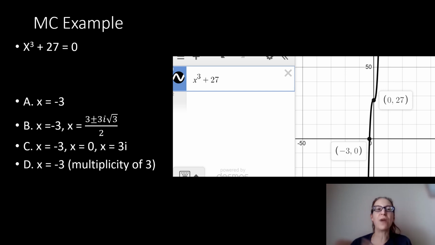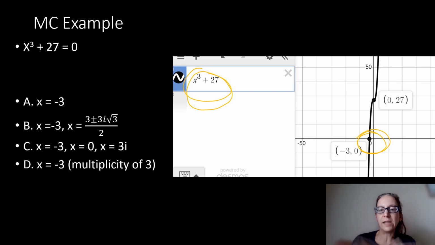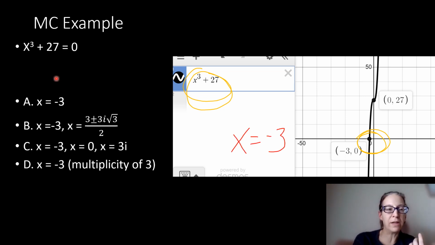So let's say you were asked to solve x to the third plus 27 equals 0. So you hop on over to Desmos and you graph x to the third plus 27. And then right off, you can see one of the solutions, and that one solution is x equals negative 3. Okay. Now, what I would do at this point is I'd go to my answer choices, and I'm going to look for x equals negative 3.